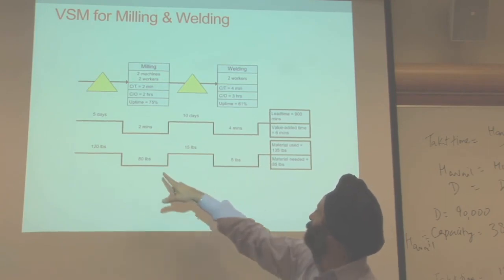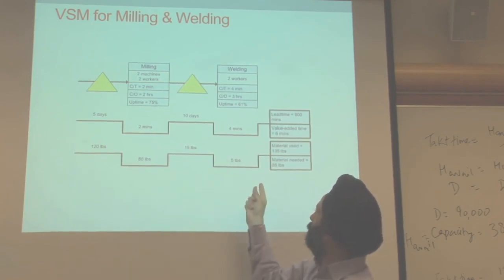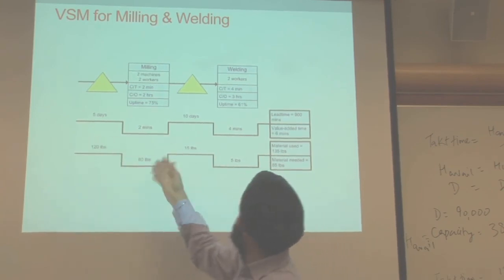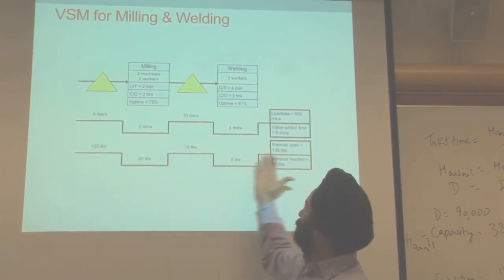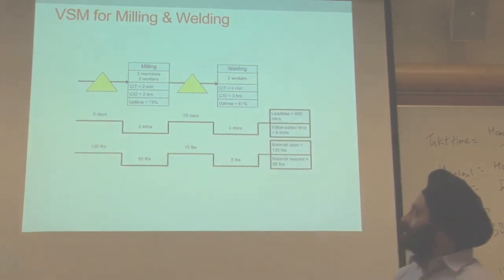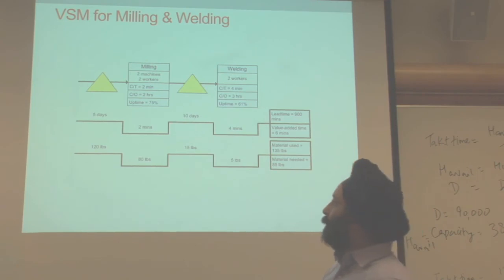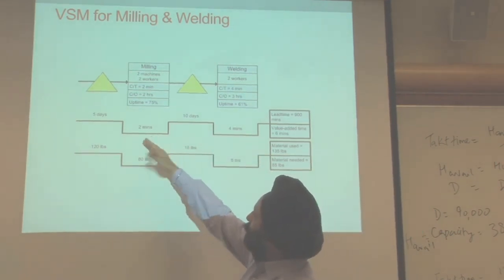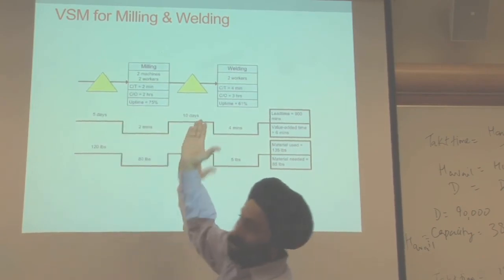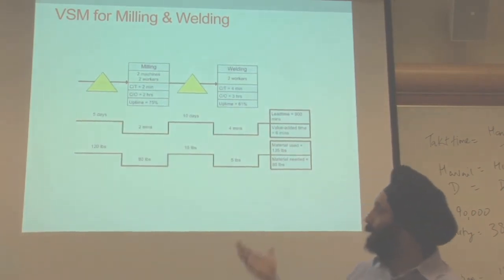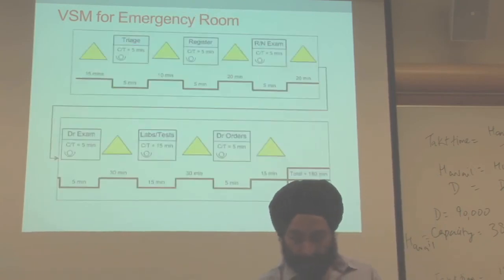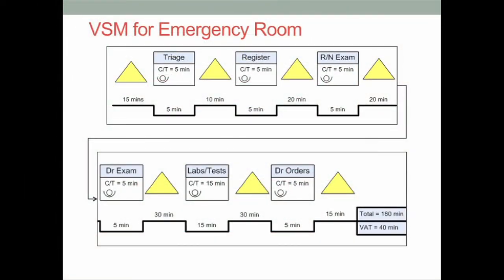In terms of pounds, the material needed is 85, and the material used is 135, some of it being wasted in welding. That gives you an idea: for 6 minutes of work, you're looking at 900 minutes of lead time, 5 days over here and 10 days over here, which translated into minutes is a ridiculously long number of minutes. In terms of the emergency room, you can see the same thing.